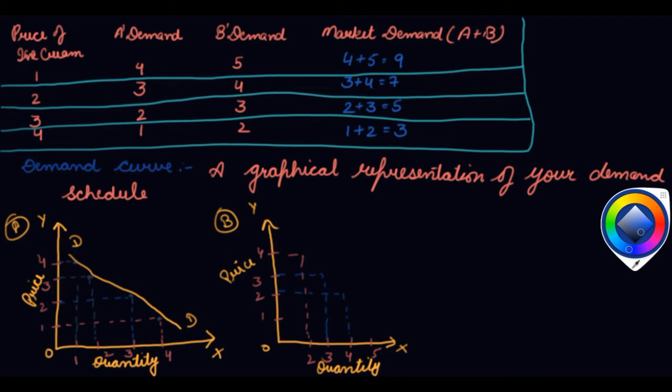We are making the demand curve of B. Again, we'll have a straight line, which is your demand curve. D, please label your demand curve. Please label your diagrams the way I am labeling it. Let's see now the market demand curve. How we make the market demand curve.